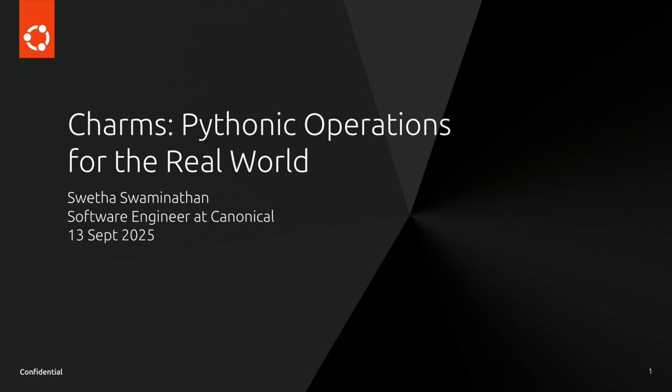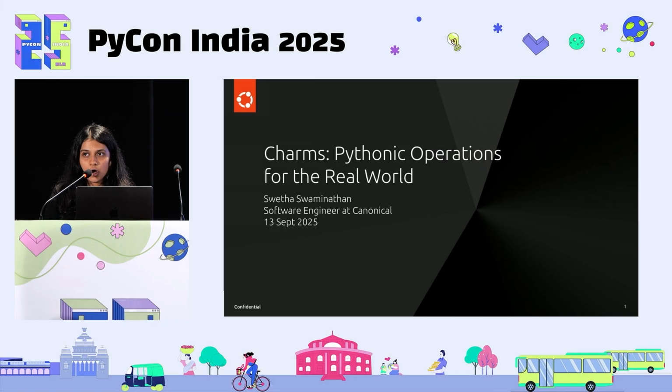I work at Canonical, which is the company behind Ubuntu. And at Canonical, we spend a lot of time thinking about how to make it easier to run applications reliably. And one of the biggest challenges that we see developers spend too much time on is wiring things together, like your databases, your proxies, observability stacks, applications, and keeping them running. That's the problem that we're trying to solve using Juju and Charms.